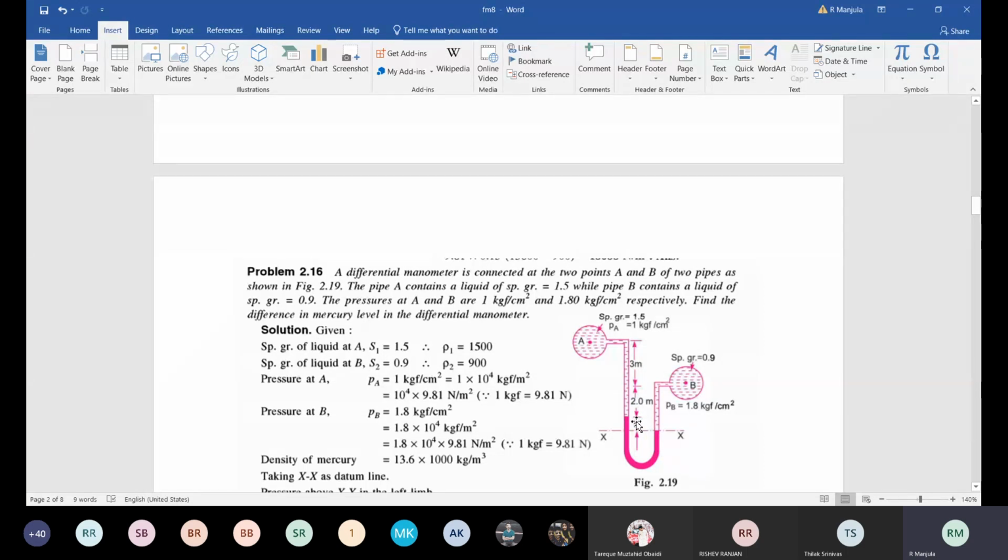How will you do it? The specific gravity of the liquid at A is 1.5, and at B it is 0.9. Pressure at A will be calculated. Convert kg per centimeter square into Newton per meter square. 1 kilogram force is equal to 9.81 newtons. So convert that into 1 into 9.81 into 10 power 4 Newton per meter square. Similarly, pressure at B will be 1.8, converted into Newton per meter square.